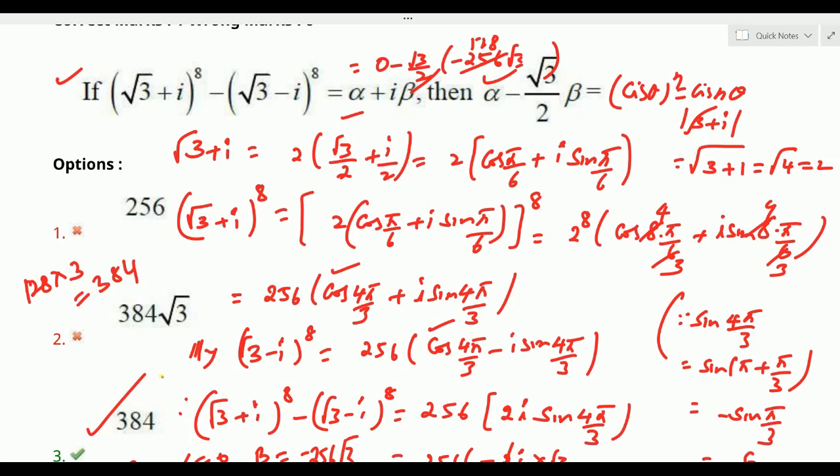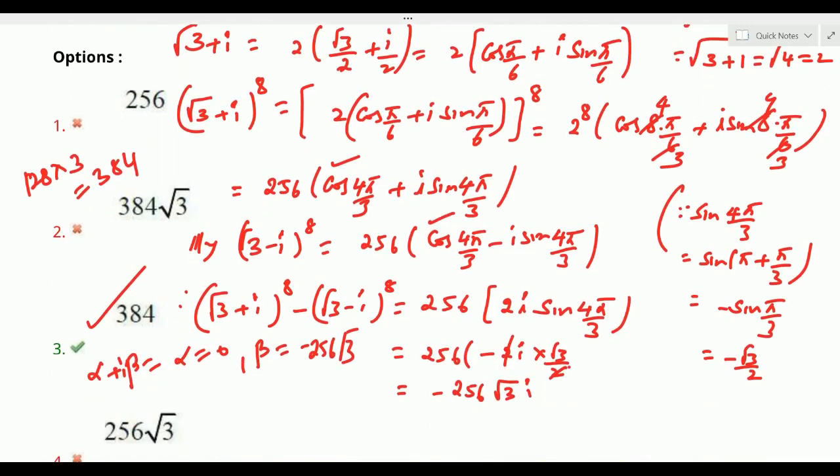Beta value is what? Minus 256 root 3. We need it as i beta, so we can compare alpha and beta that way, and write 256 root 3. Is it clear? Now this is another question in this shift.